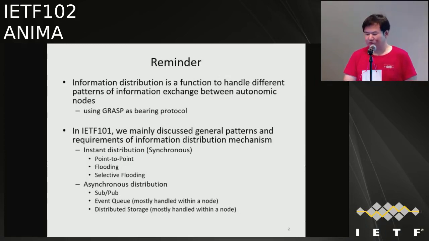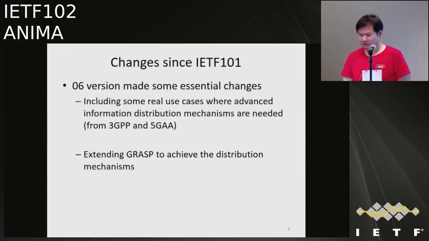For the new version, in order to explain the abstract requirements, especially for the event queue and distributed storage, we include some reference scenarios that could potentially use the information distribution mechanism. They are mainly from 3GPP 5G scenarios and 5G AA. Another part is that we give some specific definitions to extend GRASP.